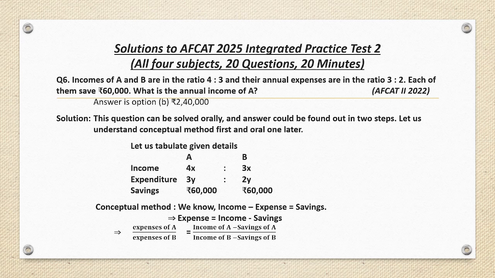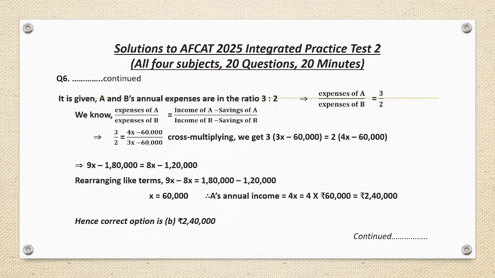Let us go by A by B. Expenses of A divided by expenses of B are equal to income of A minus savings of A, whole divided by income of B minus savings of B. Right? And we already got their annual expenses are in the ratio 3:2. So we have already learnt 3:2 can be mentioned as 3 by 2. Right? So 3 by 2 is equal to income of A is 4x, savings is 60,000, income of B is 3x, savings is 60,000. Right?